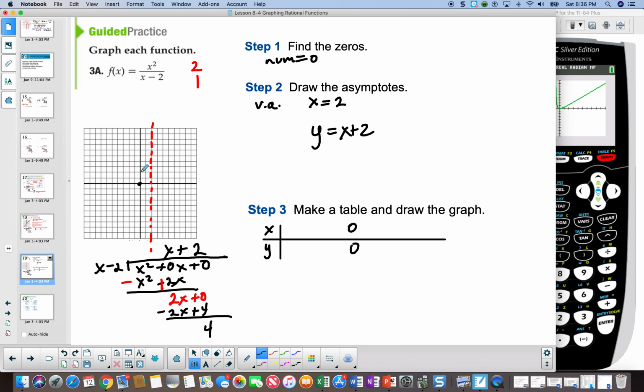So I'm going to go over here at 2, I'm going to go up 1 over 1, down 2 over 2, and here's my other asymptote.